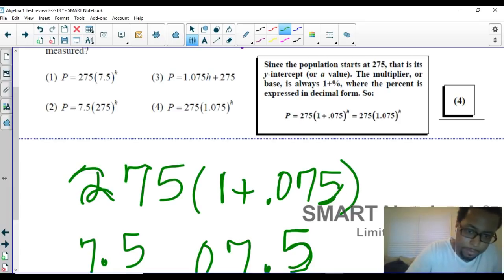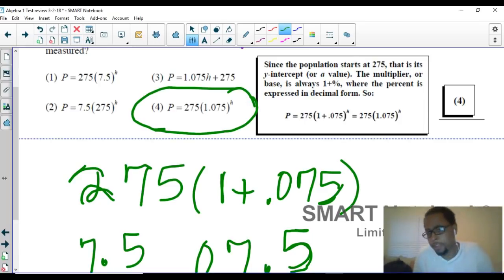Once I add that up, I get my answer, which is 4. So just remember the key words. Increase, you're adding. Decrease, you're subtracting.